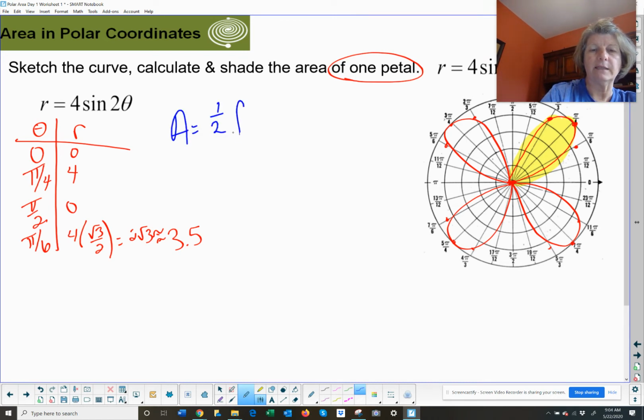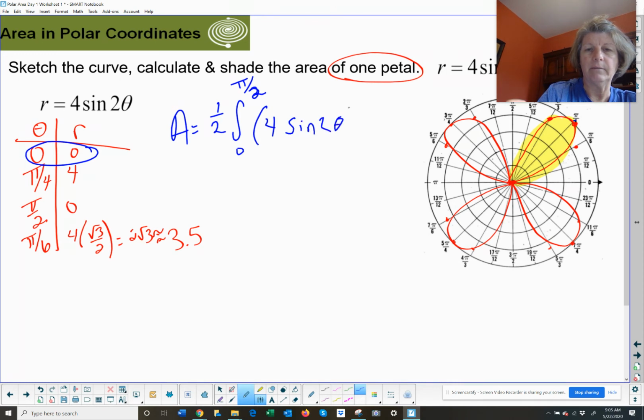I know the formula has a 1/2 in it. Well, I started with 0 and that plotted at the origin. And then I went out to pi over 4, got to my longest portion, and then at pi over 2, it came back in, and that completed the first petal, pi over 2. The formula was 4 sine 2 theta, which gets squared, and then d theta.